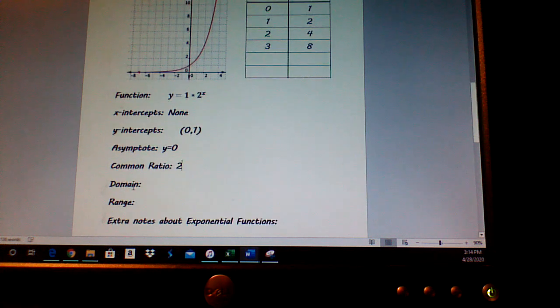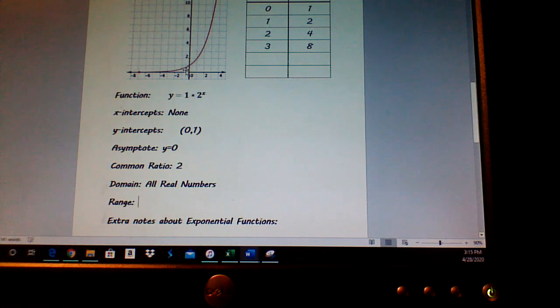Alright, let's move on to domain and range. Now, our domain in this case, again, domain is all the possible x values. If I go to the left, I see I have an arrow. If I go to the right, I see I have an arrow. Both of them telling me that no matter where I go left to right, I am going to continue on this graph. So my domain would be all real numbers.